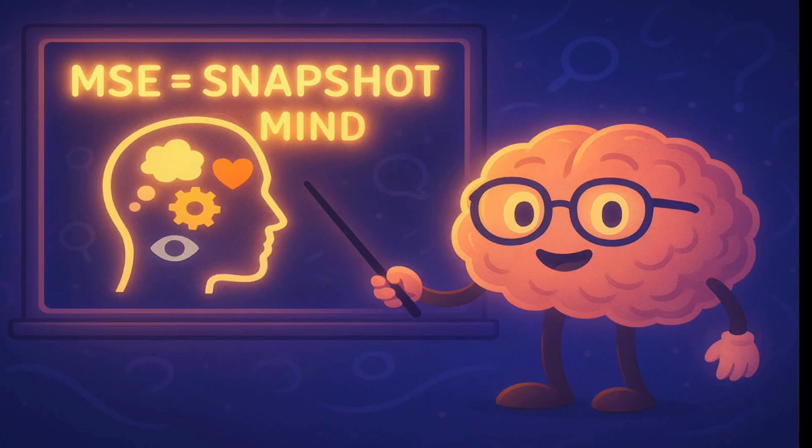Now, what is the MSE? Well, it is a structured assessment of a client's current mental state. It reflects how the person is functioning emotionally, cognitively, and behaviorally right now. We gather this information through observation, conversation, and interaction. Think of it like taking a mental snapshot. It doesn't tell us who the client is overall, but it tells us what we're seeing in this moment.